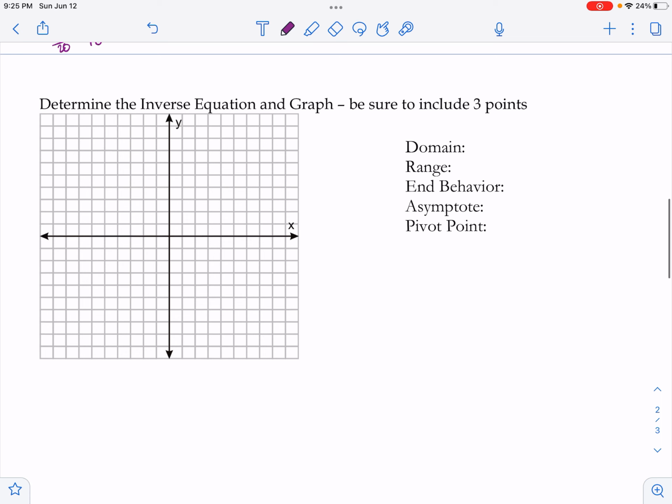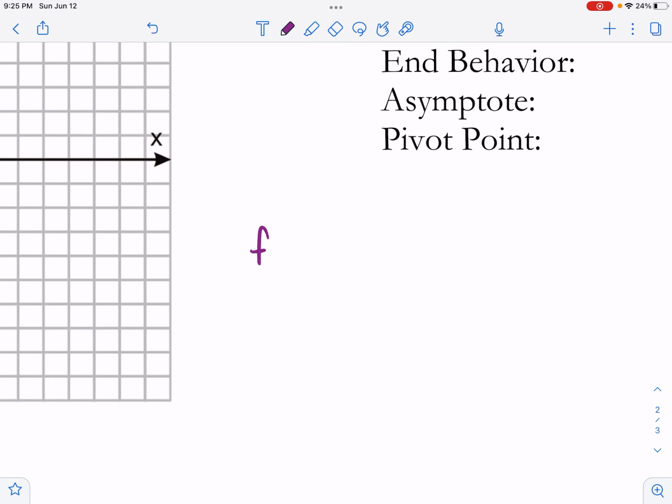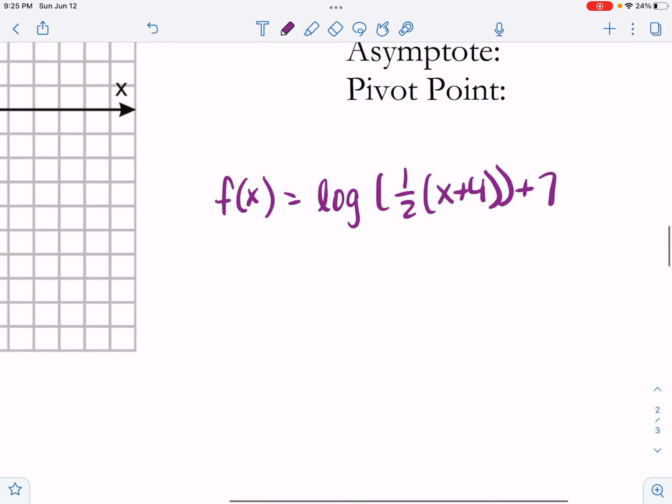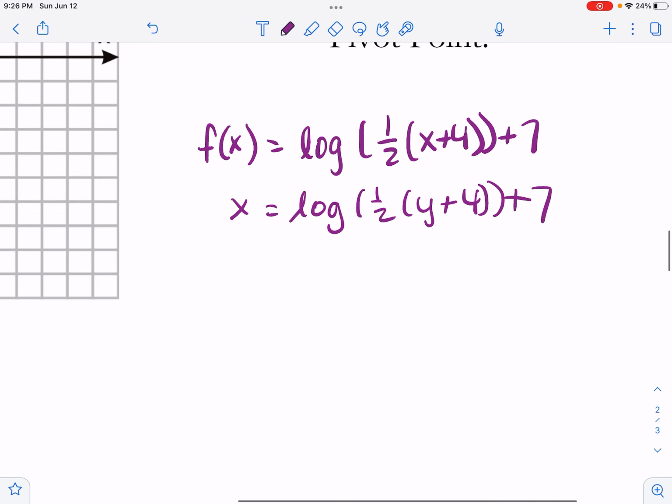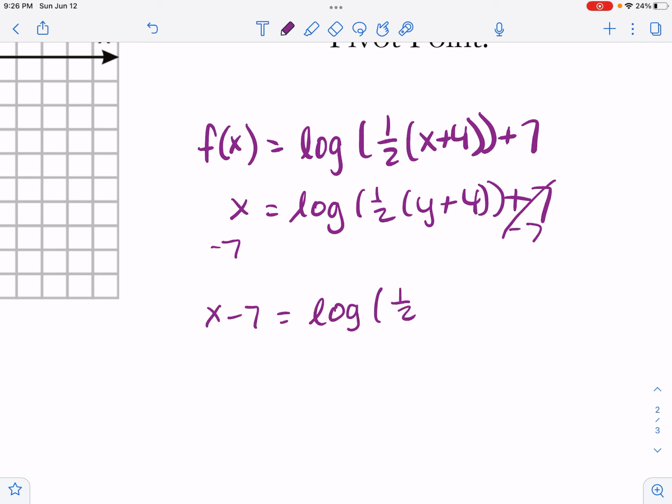So next we have to find our inverse. So to find our inverse, let's first write down our already known function. So now we have to flip the x and the y. So x is equal to log 1/2 y plus 4 plus 7. So we take the 7 to this side. So x minus 7 is equal to log 1/2 y plus 4.